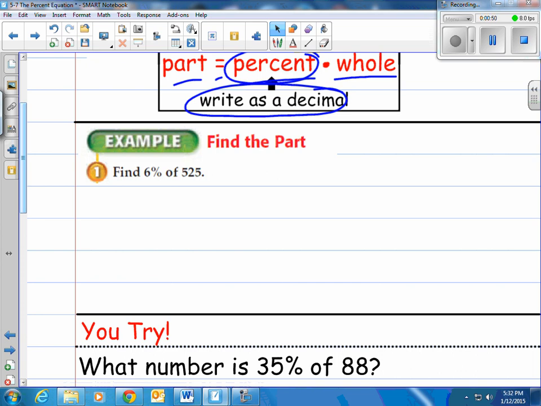If the part is missing, you're trying to find the part. In this case, we're looking for 6% of 525. It says find 6% of 525. It might say what is 6% of 525 as well. I'd like to throw that at you.